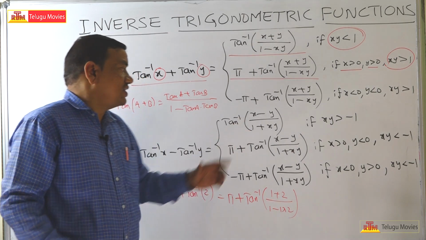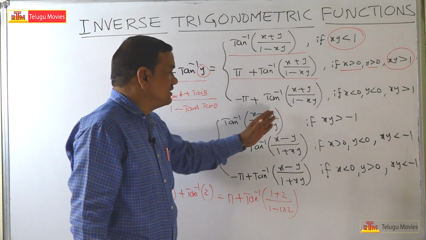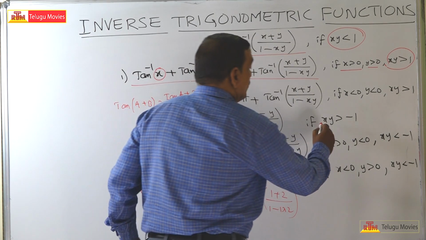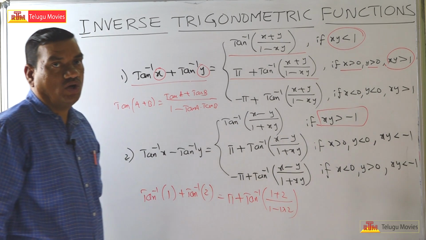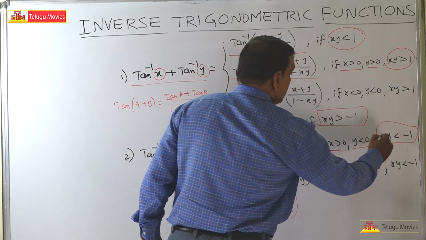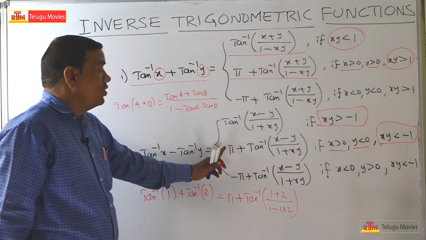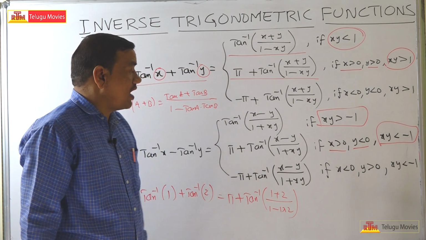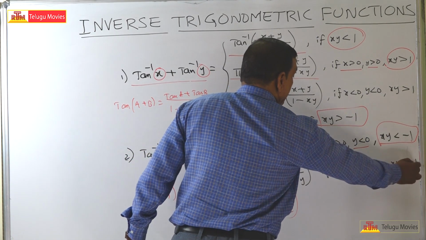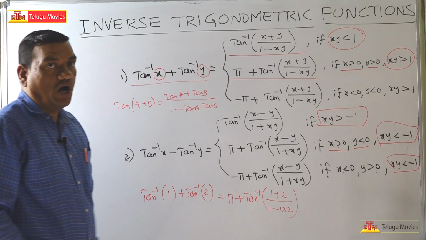Okay, the next one is tan inverse of x minus tan inverse of y is equal to tan inverse of x minus y upon 1 plus xy. This formula is valid only when x into y is greater than minus 1. And the next formula: here x greater than 0, y less than 0 and xy is less than minus 1, then tan inverse of x minus tan inverse of y is equal to pi plus tan inverse of x minus y upon 1 plus xy. The next one also happens when xy is less than minus 1. Here x greater than 0, y less than 0, and here x less than 0, y greater than 0. Opposite signs.